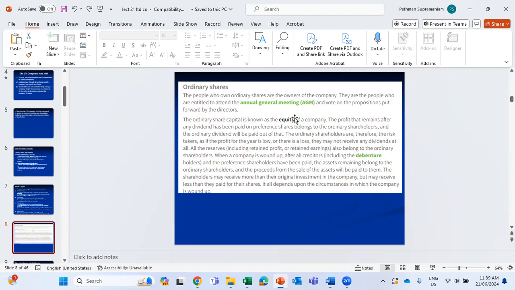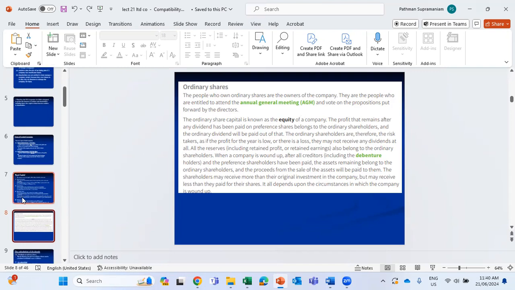So when you go for this annual general meeting, you can vote. What are you voting for? You are voting for whether to maintain the same team of directors or change the team of directors, or whatever you're not happy about. So ordinary shareholders can vote. But ordinary shareholders don't get a fixed dividend every year. Just remember that. They don't get a fixed dividend every year.